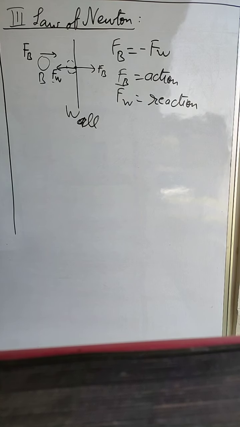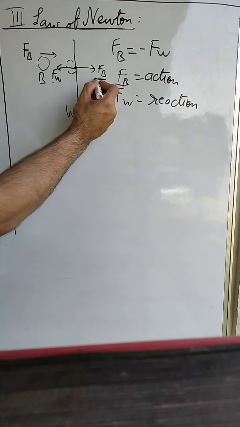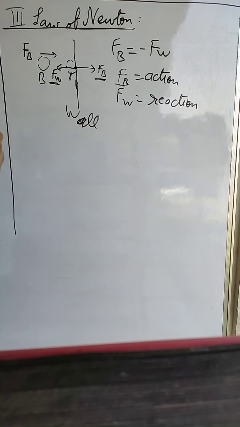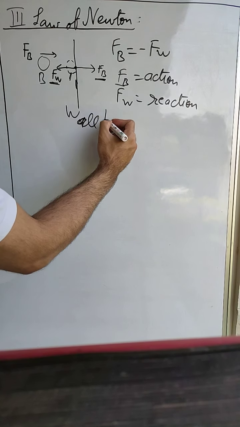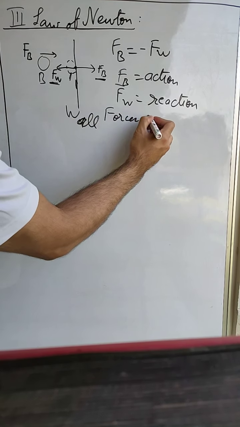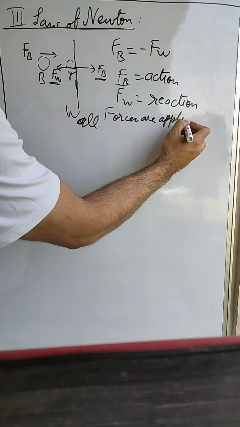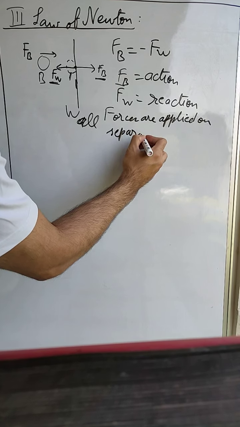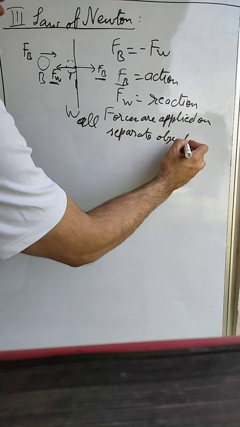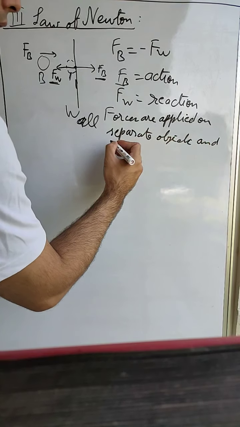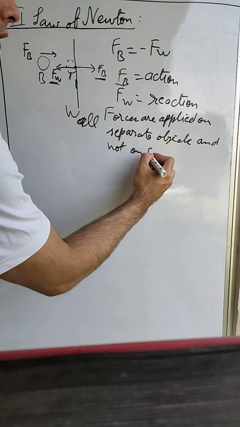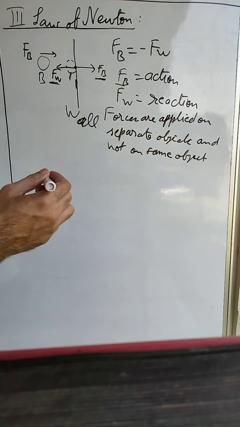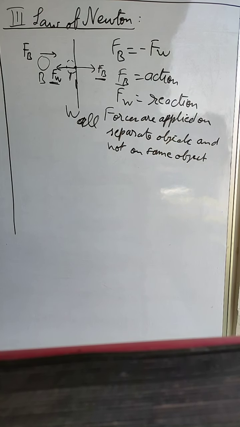Also, you must have noticed that both of the forces, Fb and Fw, are not applied on the same object. Fb is applied on the wall while Fw is applied on the ball. So the two forces are applied on separate objects and not on the same object. This point is very important to understand this law.